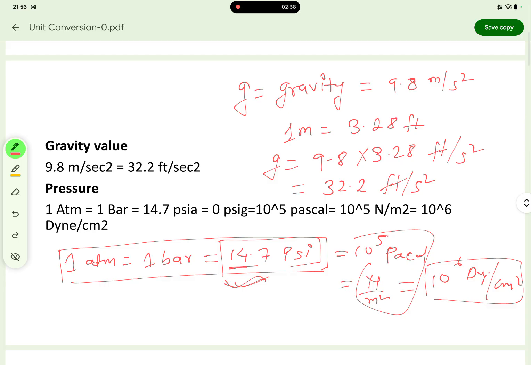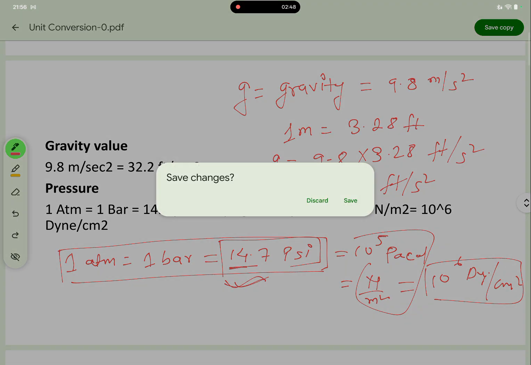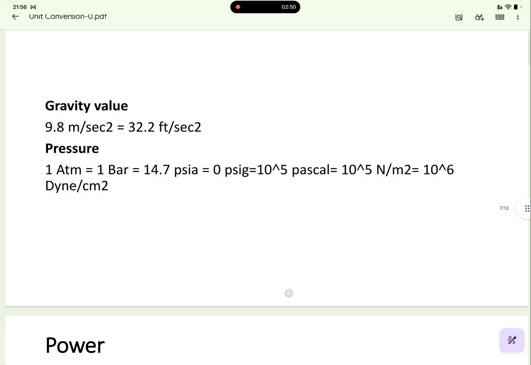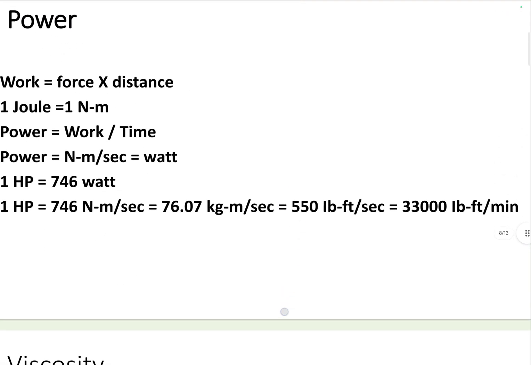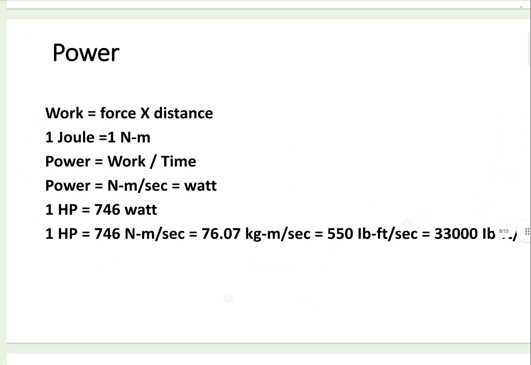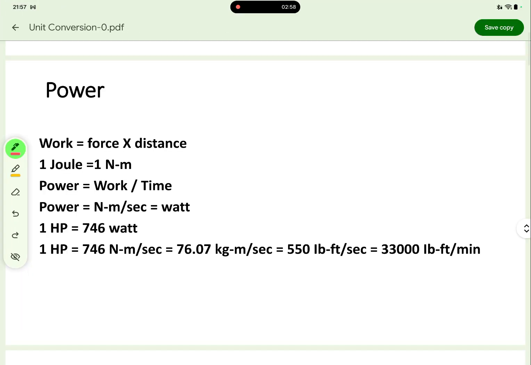Now let's move to the next slide. There is nothing to remember, you only have to take care that 1 bar is equal to 14.7 psi pressure, right? Now let's go to the next slide. Now here is the power, right? Power is one of the important topics and one of the important unit conversions that we have to know.